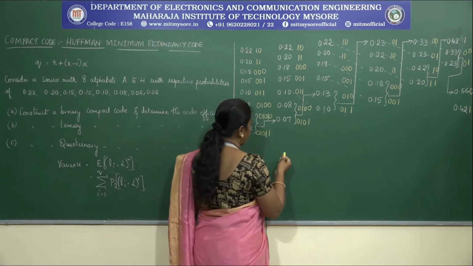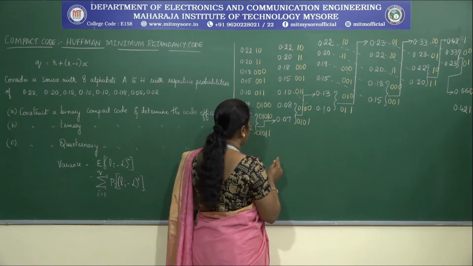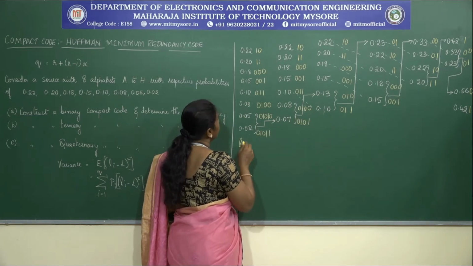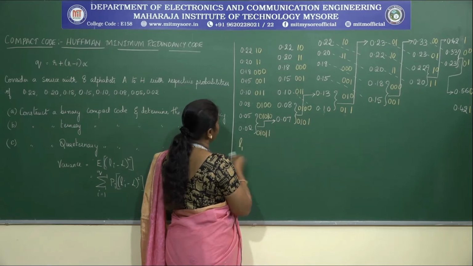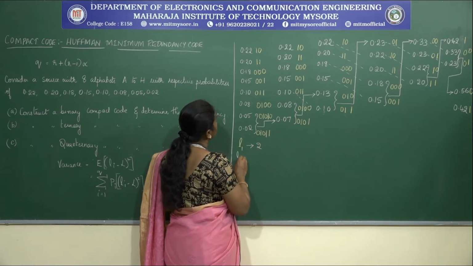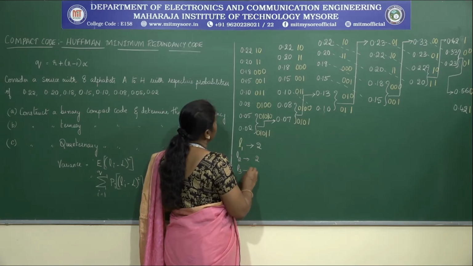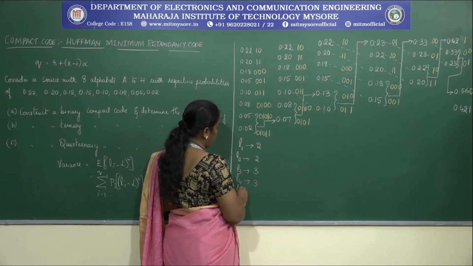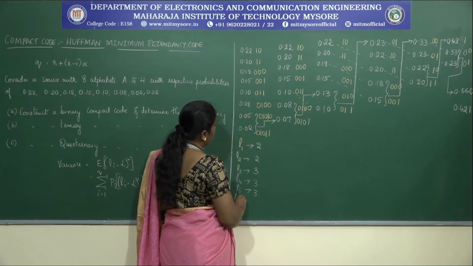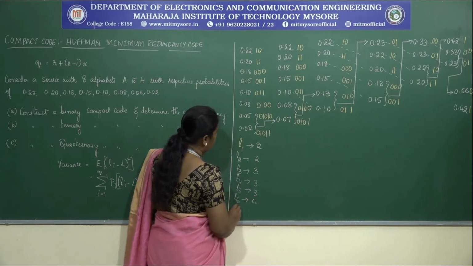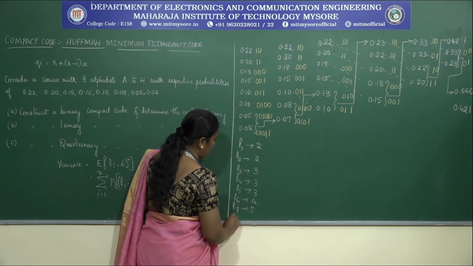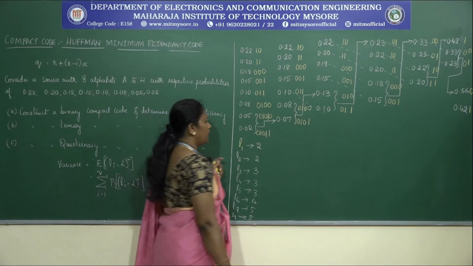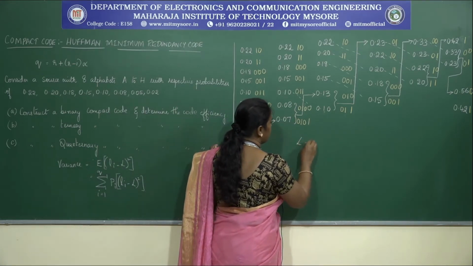Now we have the different code words here. Corresponding to that we need to find the length. L1 is 2 bits, L2 is also 2, L3 is 3, L4 is also 3, L5 is also 3, L6 is 4, L7 is 5 and L8 is also 5.